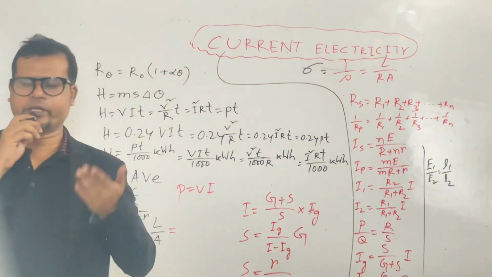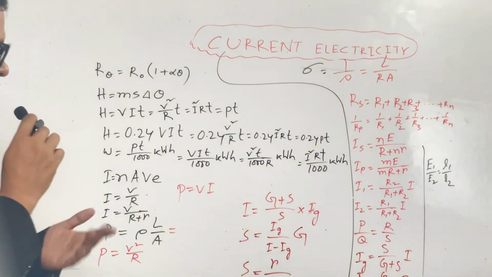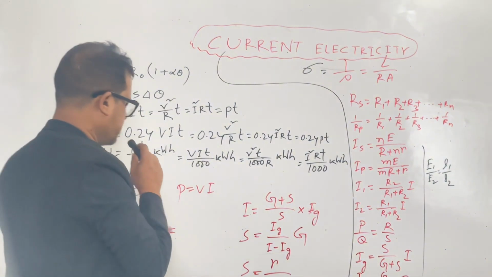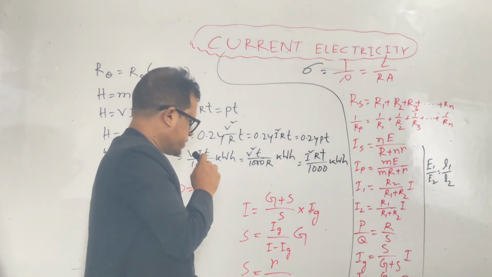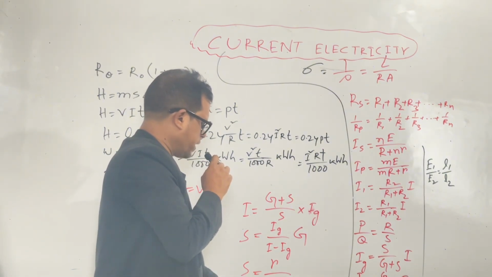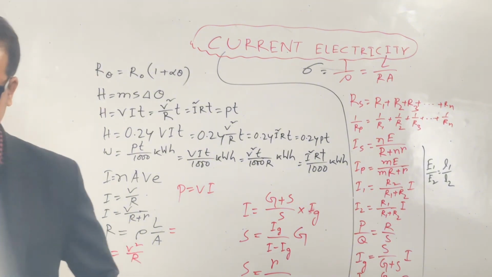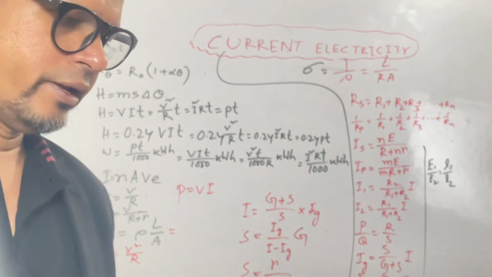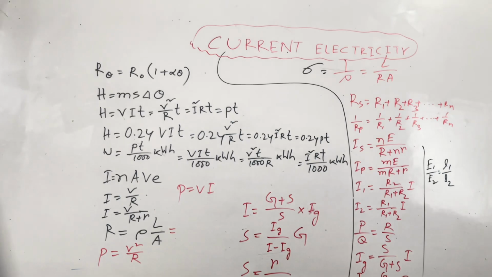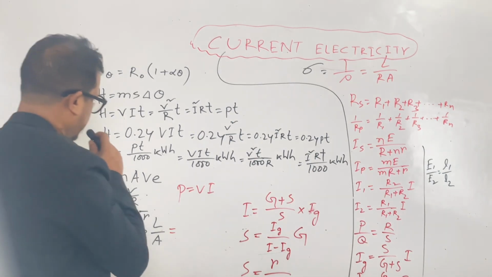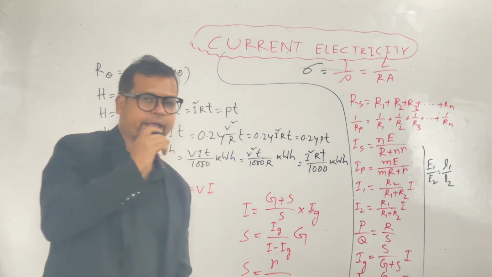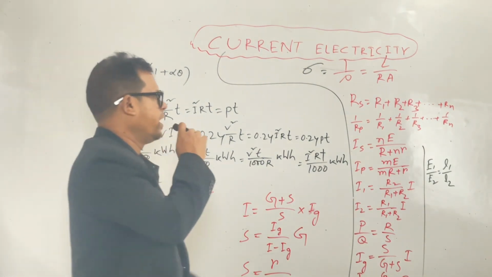N is how many times the range is increased, the multiplication factor. S equals R over N minus 1, where R is the resistance of the galvanometer. Actually, the shunt makes an ammeter from a galvanometer. Then we apply this formula: S equals small r over N minus 1.